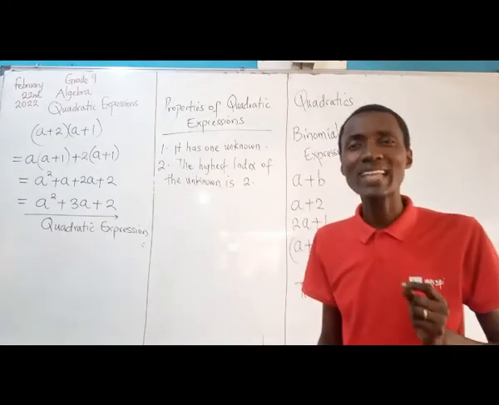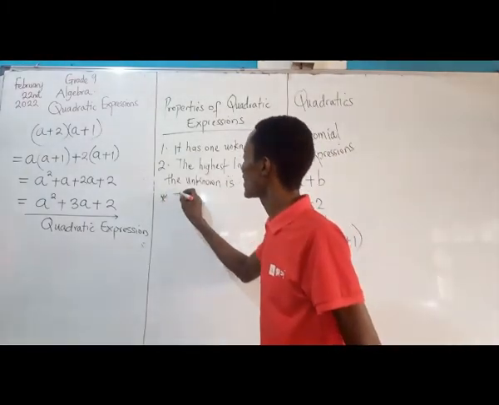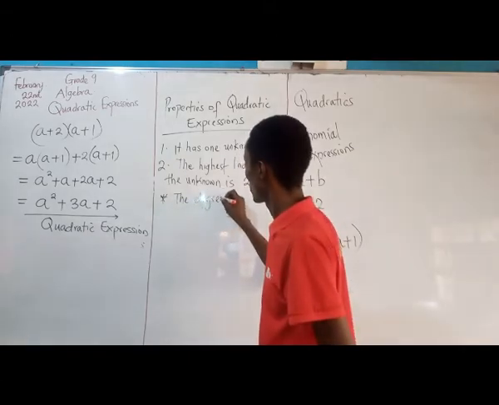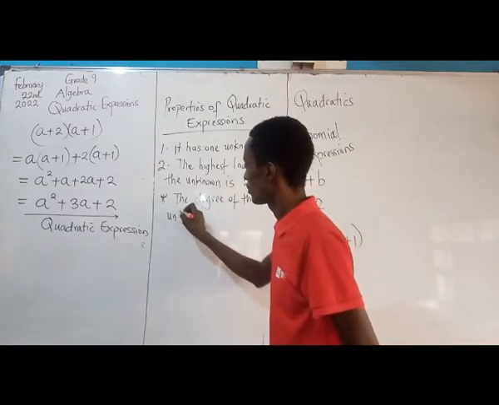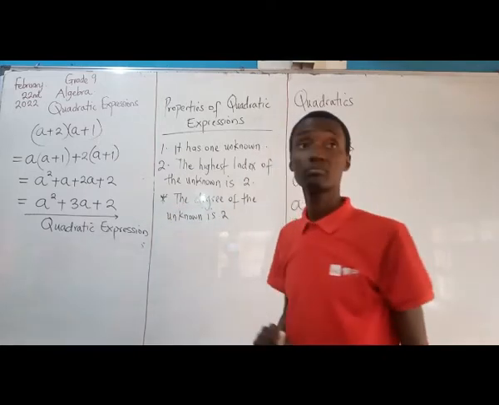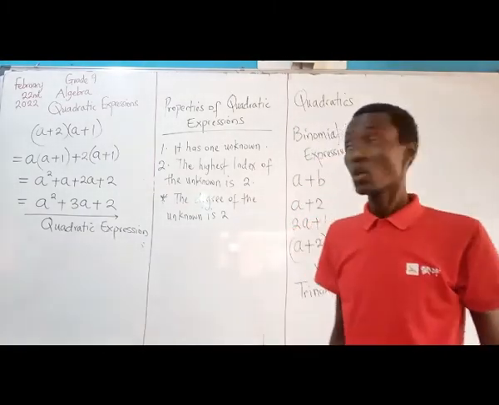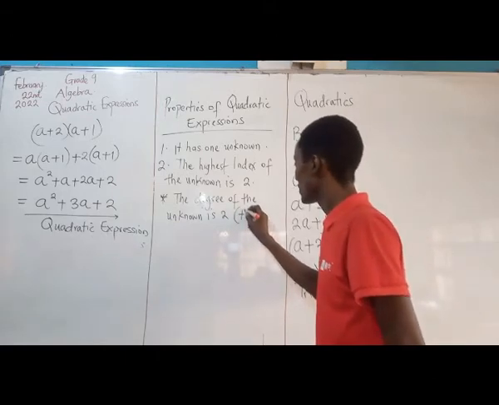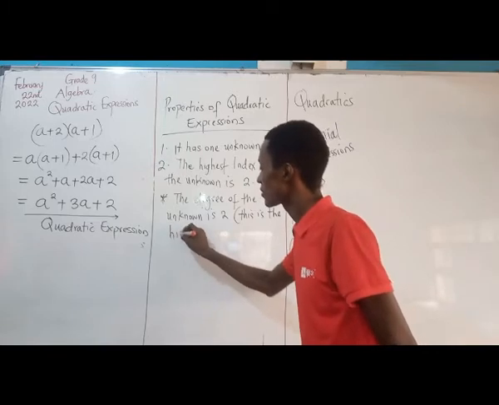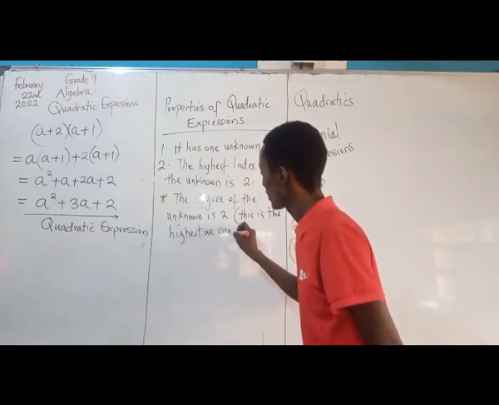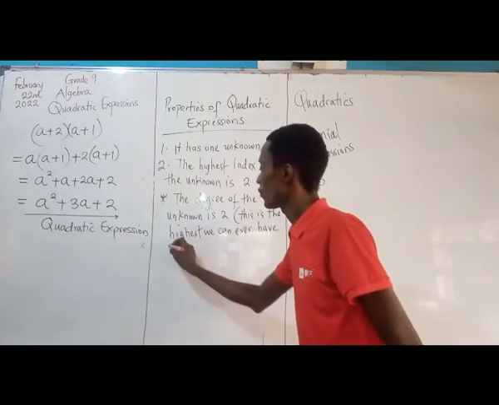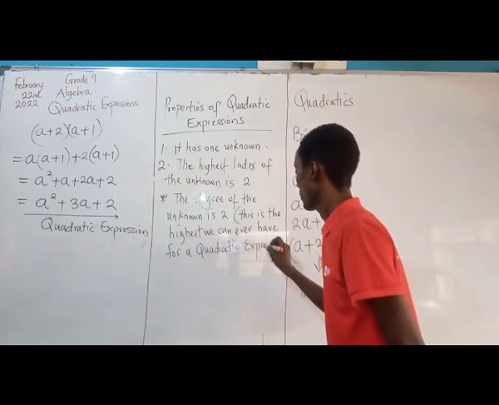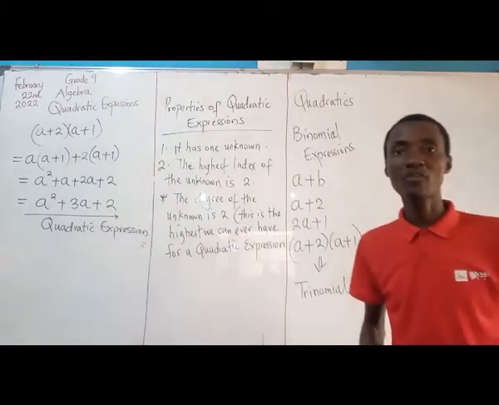Technically in mathematics, we call that degree. So if I want to speak technically, I will say that the degree of the unknown is what? 2. Let's say the degree of the unknown is 2. This is the highest we can ever have for a quadratic expression.